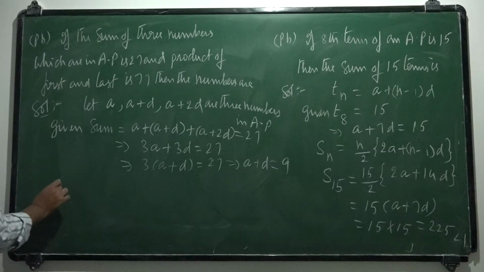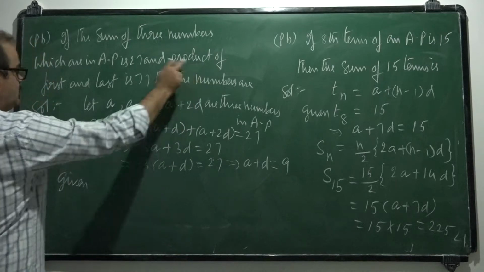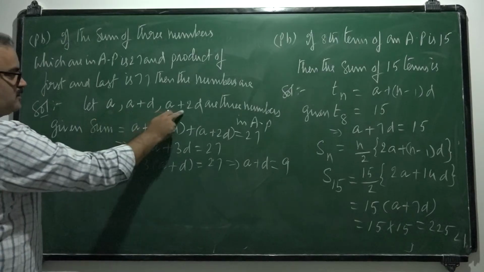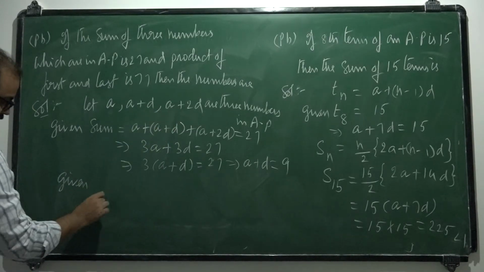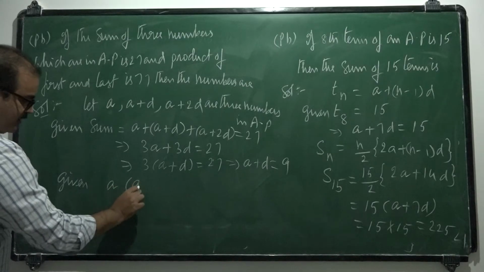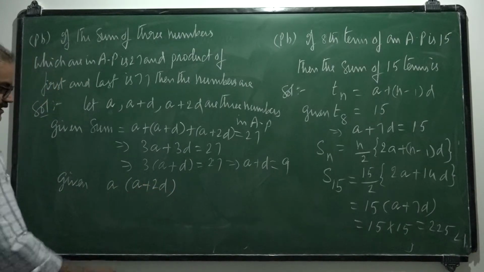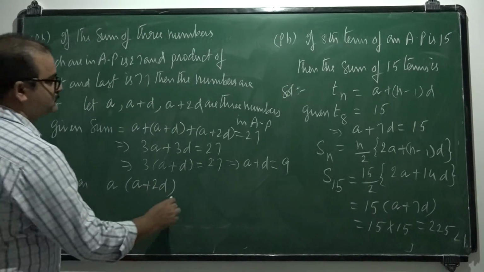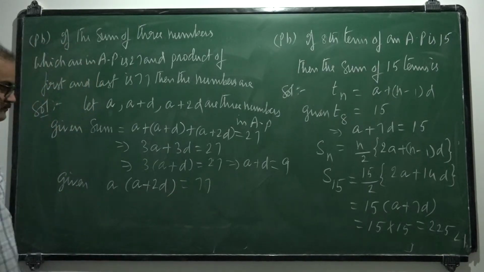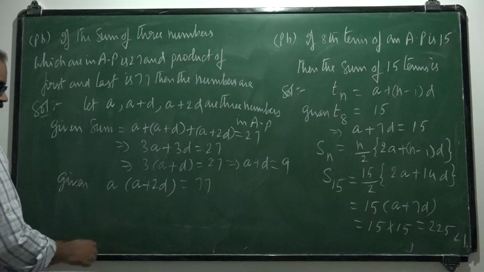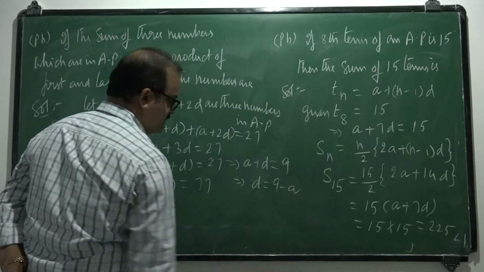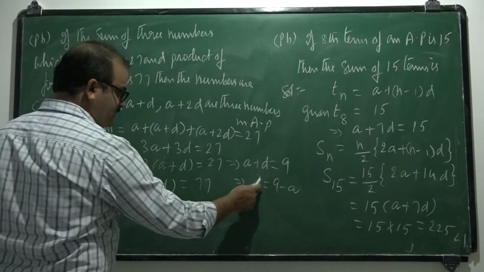Next, what is the next condition? Product of first and last is 77. First term is a, last term is a plus 2d. a into a plus 2d. What is given? Product of first term and last term. Last term is the third term. This is 77. Okay. From this we take d is equal to 9 minus a. a plus d is 9, so d is taken as 9 minus a.